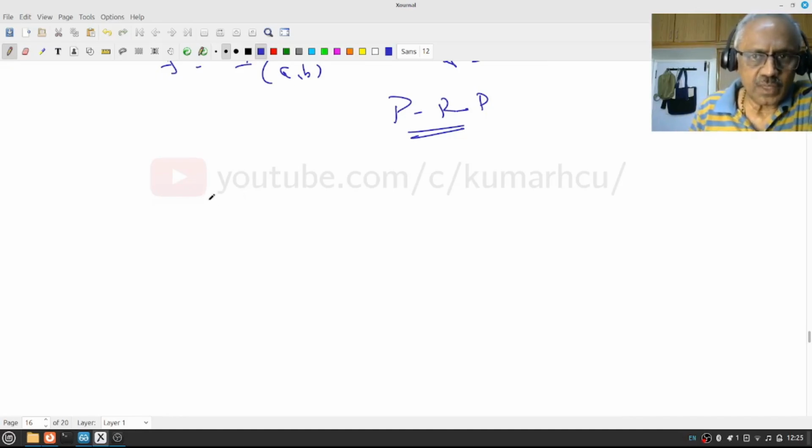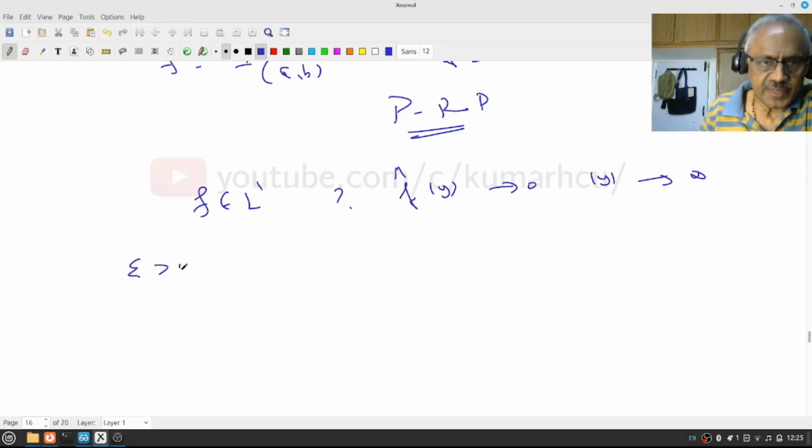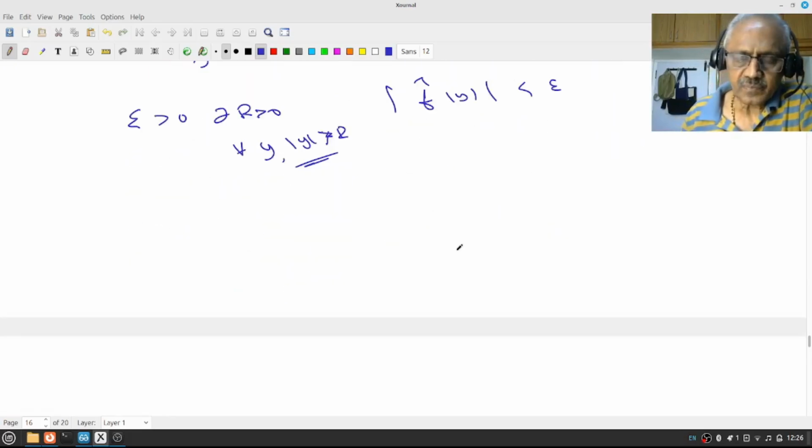But that's not what I want. What I want is, if f is in L1, then I want to prove f hat of y goes to 0 as mod y goes to infinity. This is what I want to prove. But what does this mean? For if I give an epsilon, there is an r positive, so that modulus of f hat of y is less than epsilon for all y such that mod y is greater than r. This must happen. So we do this simple trick.